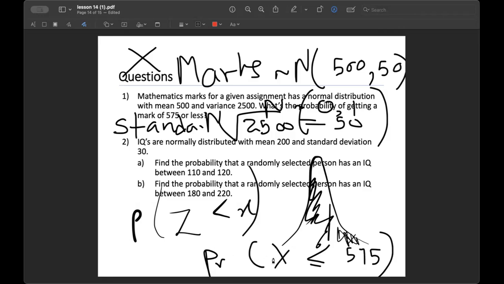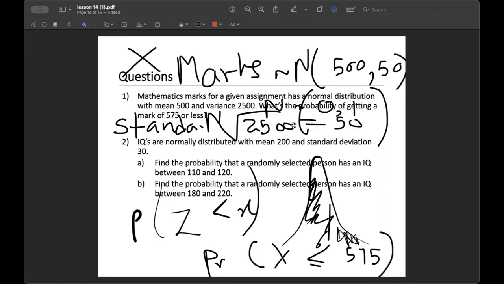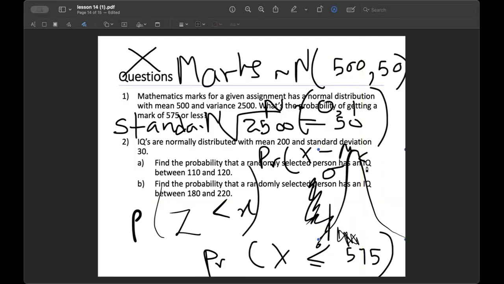So to convert this into standard normal, that is to convert to z, what do we have to use? The probability of (x minus mu) divided by sigma, less than or equal to (575 minus mu) divided by sigma.